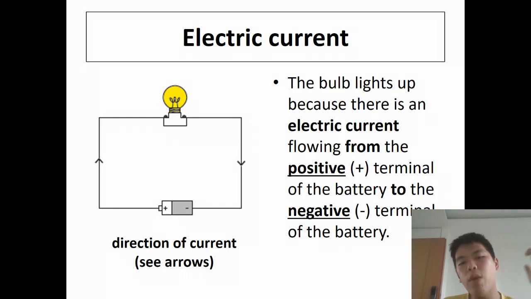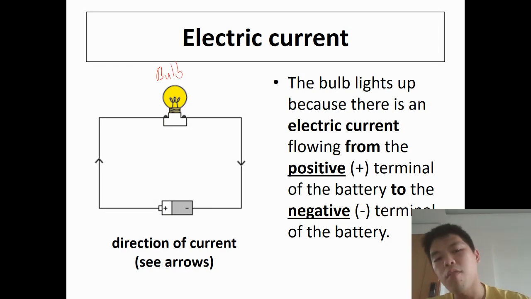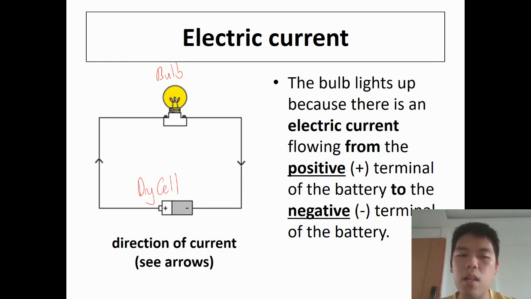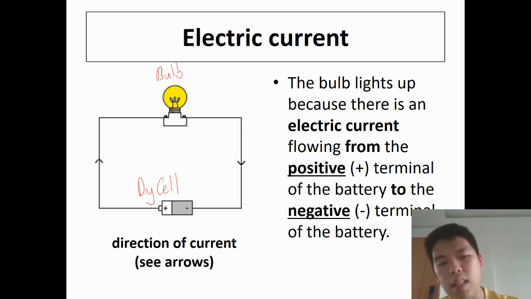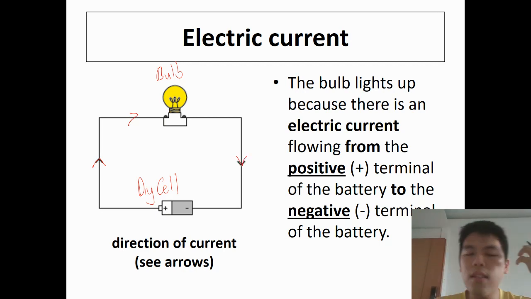So what we have here itself is a diagram. We have a bulb and we have a battery, or in this case, we will call it a dry cell. Okay, dry cell means one single battery. So the direction of the current is indicated by the arrow here. Okay, so how does this direction move and how do we know where does it move?